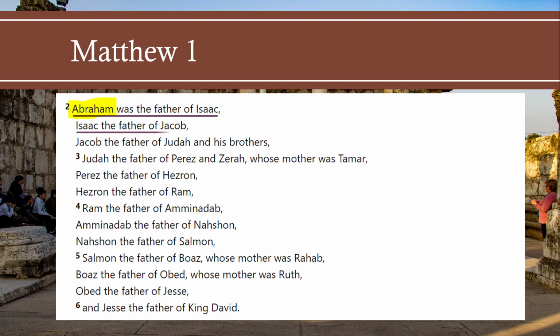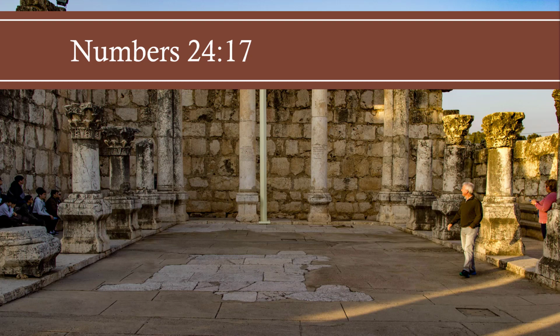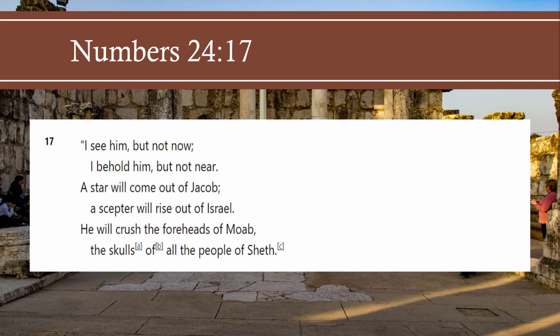Abraham, the father of Isaac. Isaac, the father of Jacob. Now, that's normal to keep Abraham, Isaac, and Jacob in there. But Jacob has a very important messianic prophecy about Jacob. And I put it on your sheet. I'm not going to have you turn there because we don't have time. But it shows up with Balaam in the book of Numbers. You can go back and read it. But at the end of Numbers, Balaam says, I see him, but not now. I behold him, but not near. I see something, but it's not near.